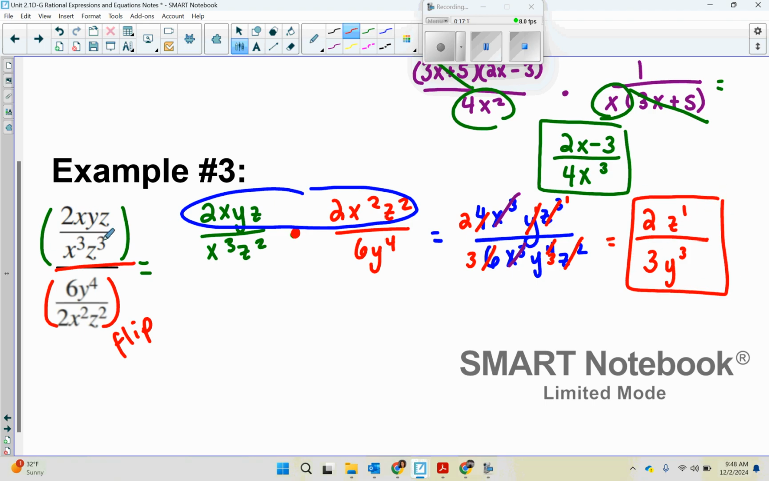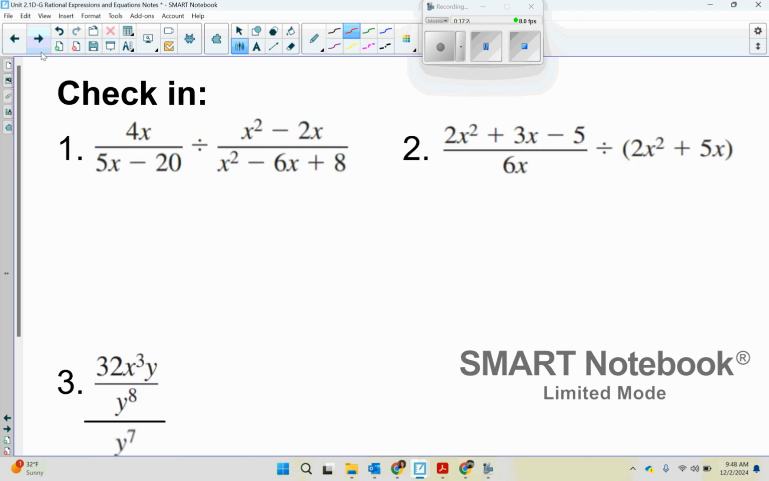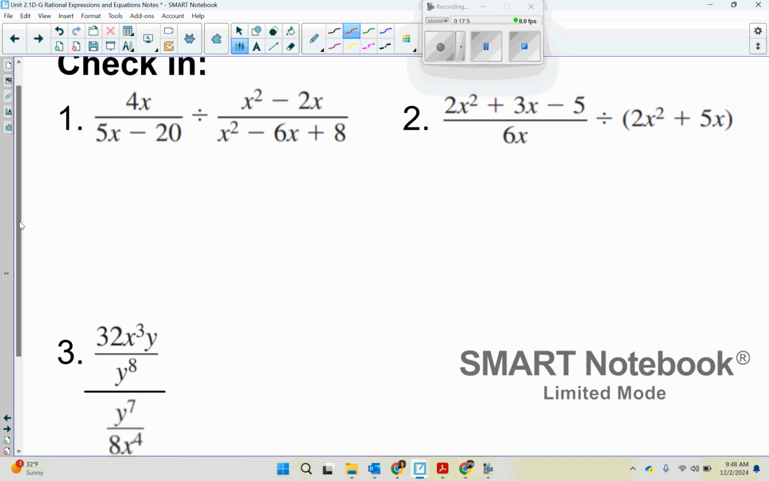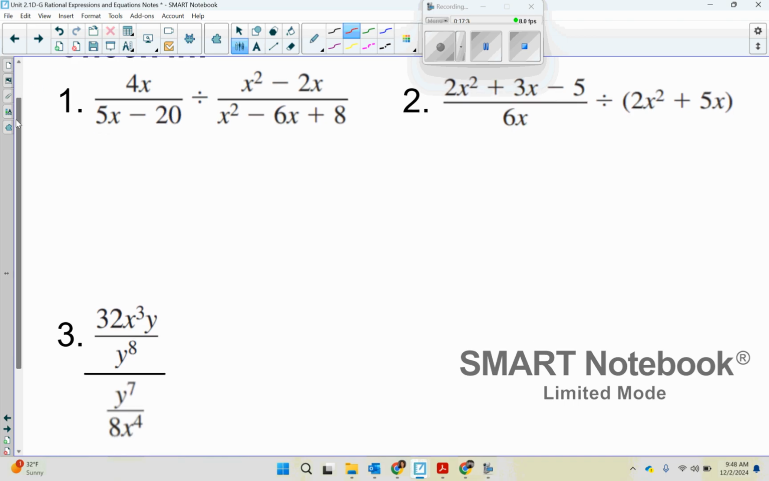Keep the first fraction, change the sign, division to multiplication, and flip the fraction, and then simplify. And you do not need the 1st there to do that. Okay, so a little check-in. I will post the key to the check-in. Just remember, keep, change, flip. So you can pause this if you want to try these now, and then unpause when you're done and ready to check yourself.